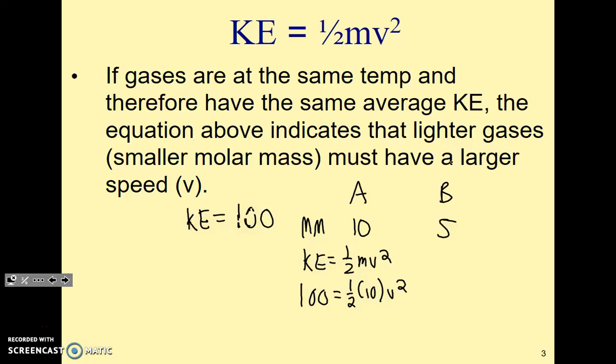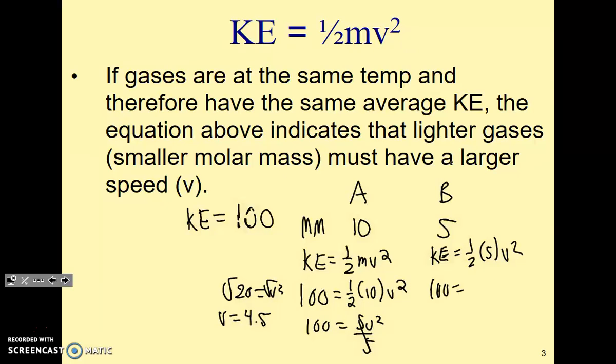So we have 100 equals 5v squared. We divide both sides by 5, and 100 divided by 5 is 20. Then we take the square root of both sides, and the square root of 20, rounded, gives a velocity of about 4.5. Then we do the same thing for gas B. Kinetic energy is 1/2 mv squared, and the mass is 5 in this case. 100 equals 2.5v squared. I divide both sides by 2.5 and get 40, and then we take the square root. The square root of 40 is 6.3.